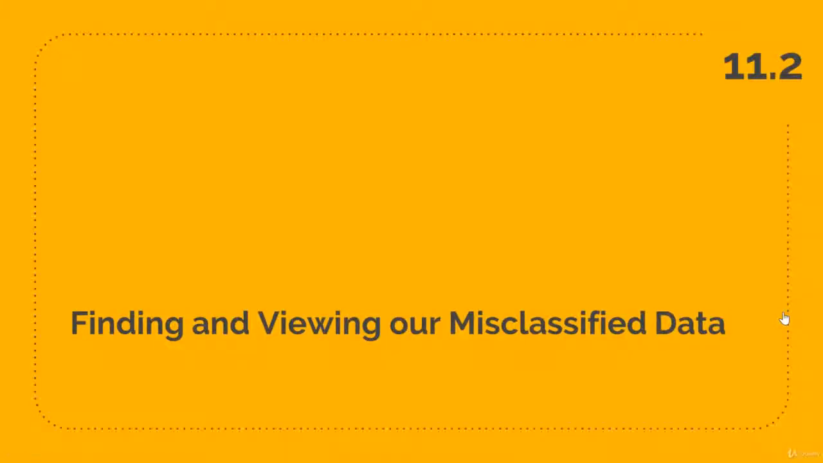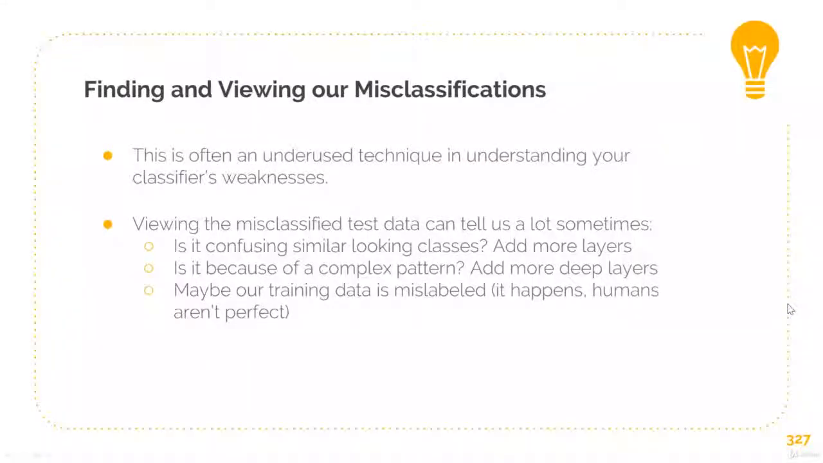So welcome to 11.2, where we can now find and view our misclassified data. If you recall correctly, our last classifier was confusing 7s with 2s. So how do we actually see the 7s and 2s that it's mixing up? Let's talk a bit about that. Firstly, this is actually an underused function. I don't see that many computer vision data scientists using this technique to identify the classifier's weakness.